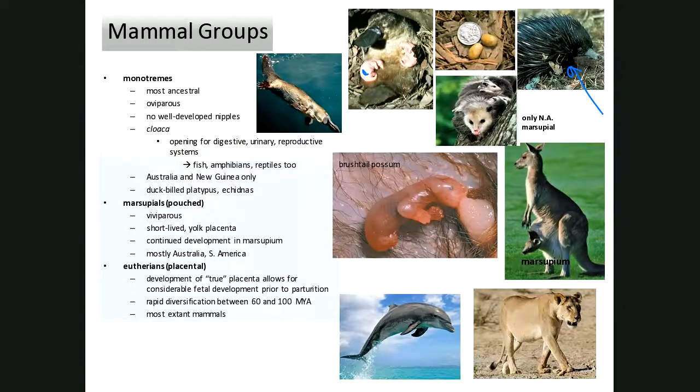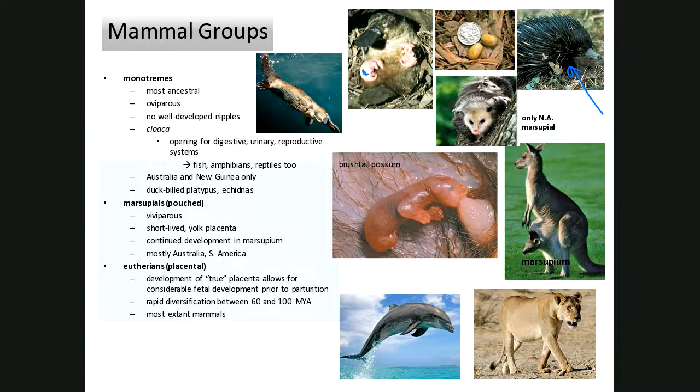Other characteristics that kind of tie them into the primitive aspect of it, they have a cloaca, right? We talked about a cloaca in the shark, which is that common area for the digestive and the excretory and the reproductive systems. We found it in other animals as well. Australia, and New Guinea as well. So these two critters, those are the monotremes. Now, the pouch critters, the marsupials.